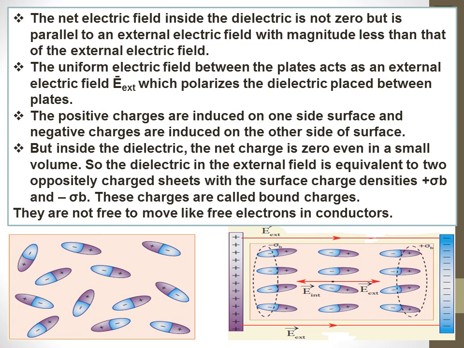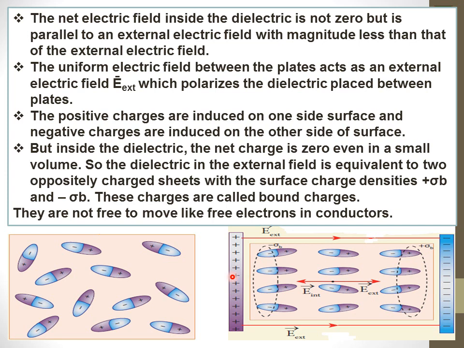The uniform electric field between the plates acts as an external electric field E external. You can see here and here, which polarizes the dielectric placed between the plates. Okay, this is internal and this is external. The positive charges are induced on one side surface and negative charges are induced on the other side surface. But inside the dielectric, the net charge is zero. Okay, the net charge is zero even in a small volume.